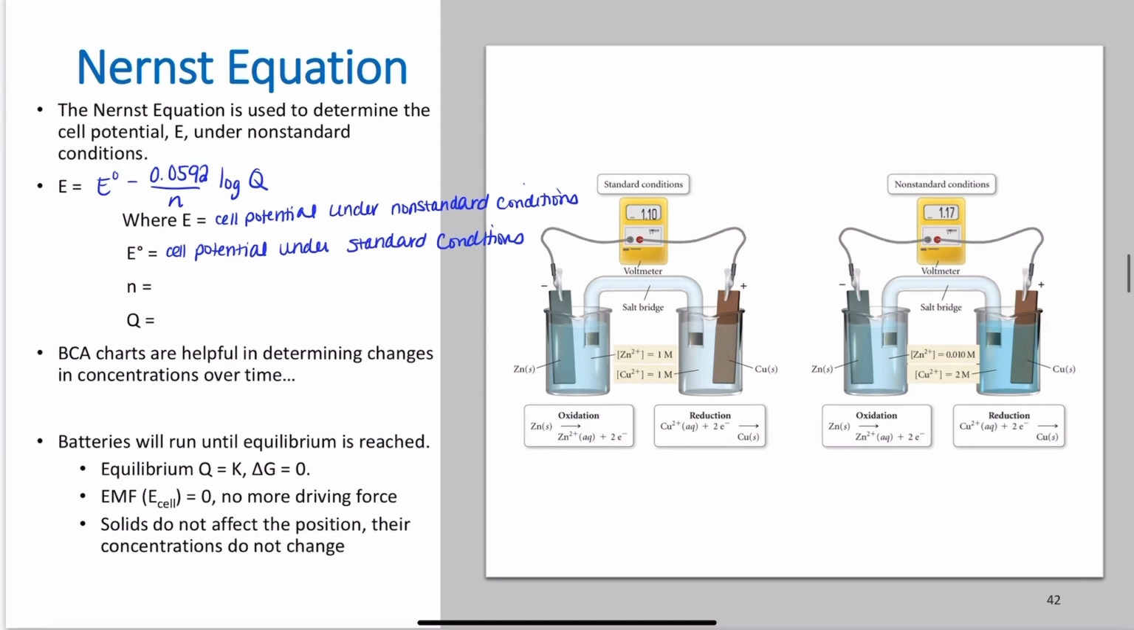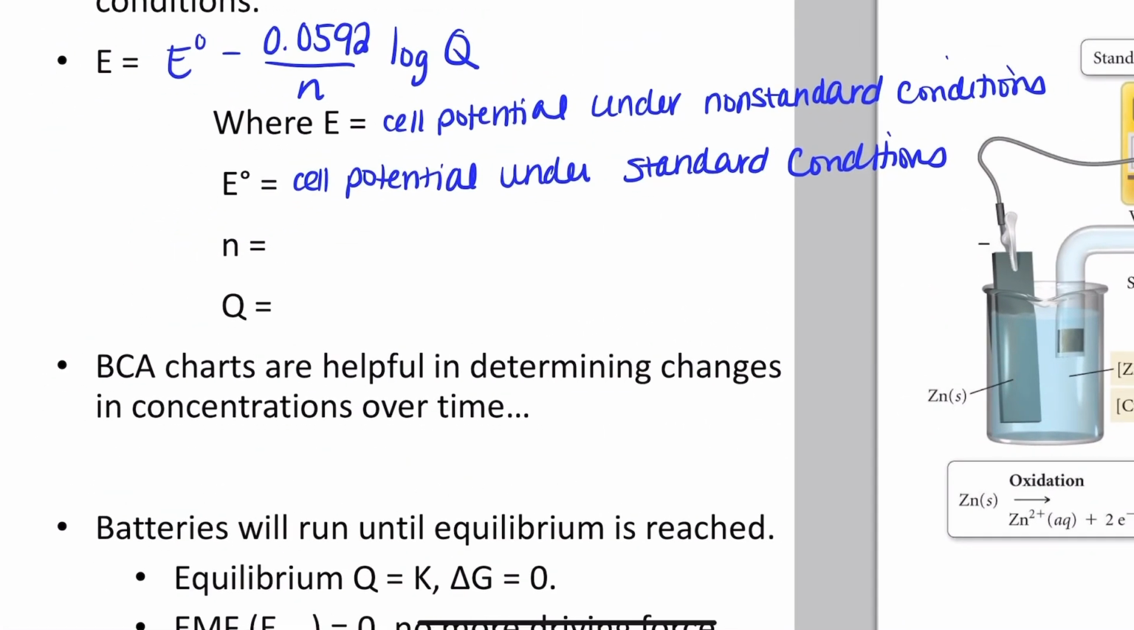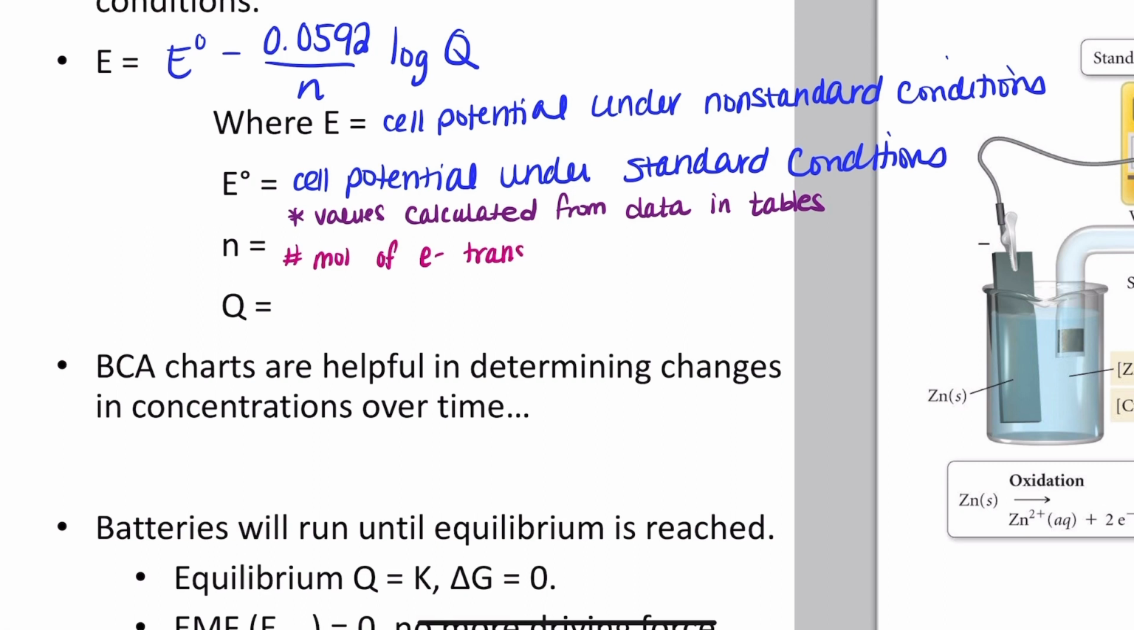And I want to emphasize, these are the values calculated from the data in the tables. And by tables, I mean your standard reduction potential tables. n is the number of moles of electrons transferred. And Q is your reaction quotient.